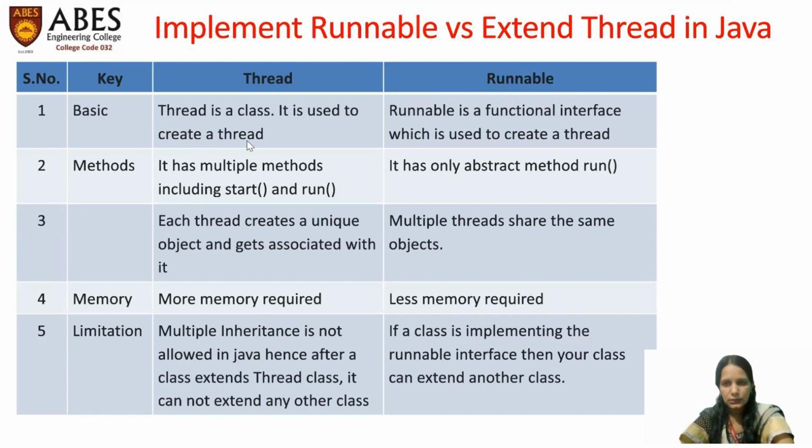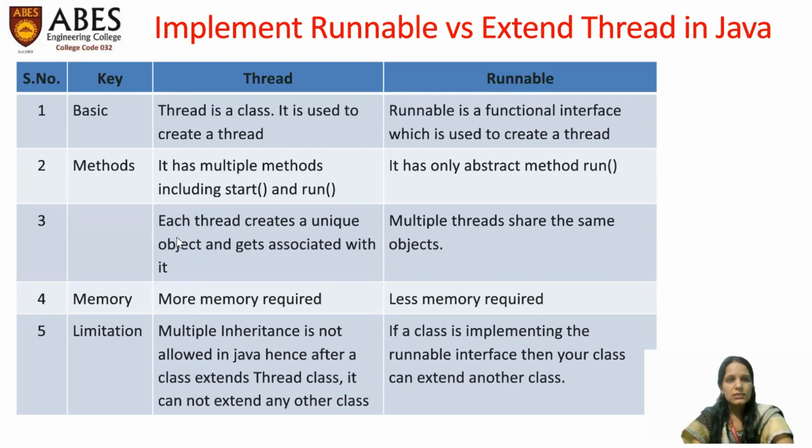It is used to create a thread, right? Thread is a class and we were extending that class. In case of Runnable, it is an interface which is used to create a thread, right? So this is the basic difference between these two methods. The Thread class has multiple methods including start and run, because Thread individually has methods like start, run, sleep, wait, resume. So these are the methods that are available in the Thread class, right? But in the Runnable interface, we have only one abstract method, that is run, right? So it is an abstract method. For calling this run method, we need the Thread class, right?